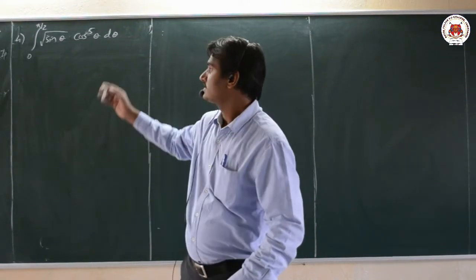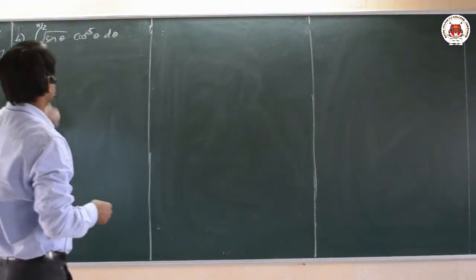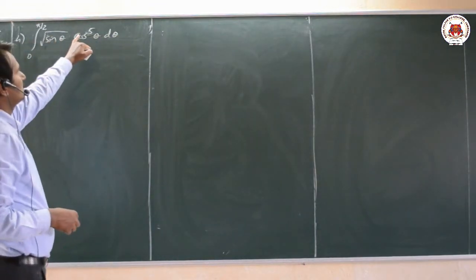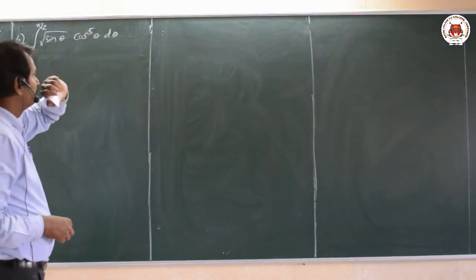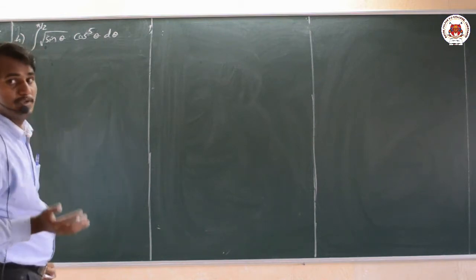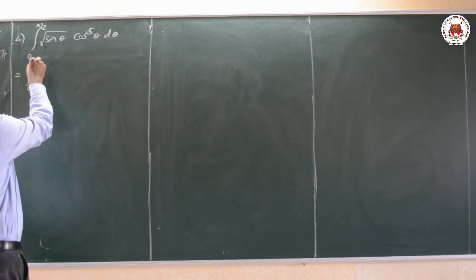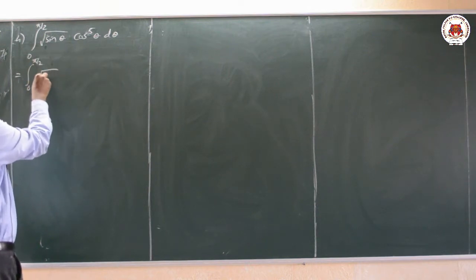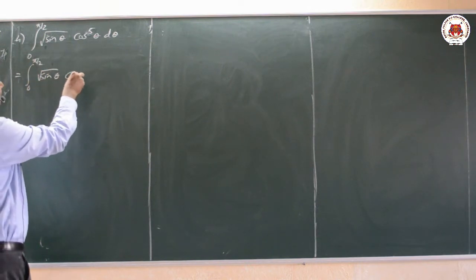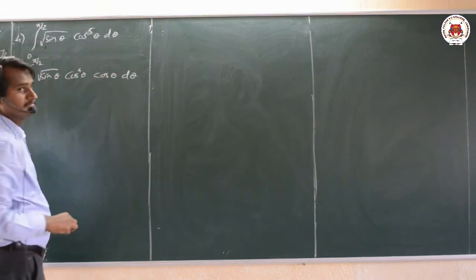Okay, dear students, now let us start with the next problem. So what is the next problem here? That is the integral of root of sin theta into cos raised to 5 theta d theta. Now here of course we have to make use of substitution, but what exactly we have to do here is important. So can I write it as integration from 0 to pi by 2 root of sin theta into cos raised to 4 theta into cos theta d theta.